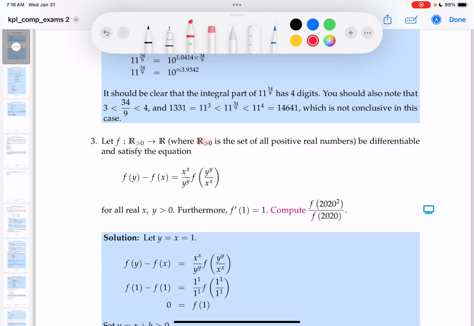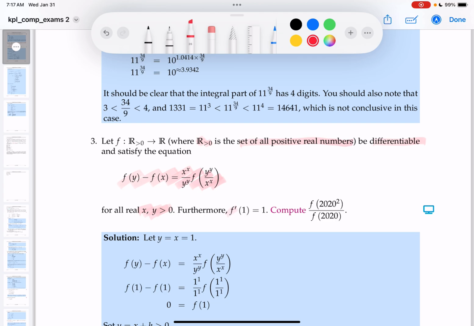Looks kind of odd, doesn't it? It is the set of all positive real numbers, all right? They also go on to say it's differentiable, all right? And they said this relationship is going to hold for all x, y that are real numbers. I'm sorry, that are positive real numbers, all right?